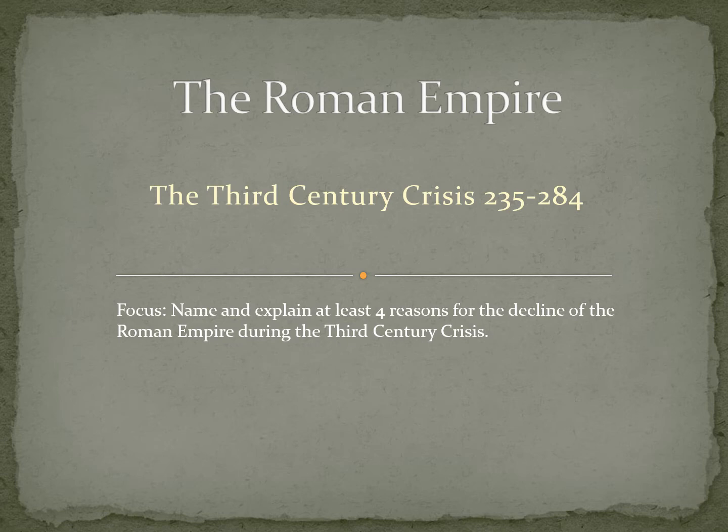And just one caveat here. When I say name and explain, I don't mean to just list them. I mean that you should be explaining them and, if at all possible, trying to connect them together. Okay, with that out of the way, let's look at this period of time.